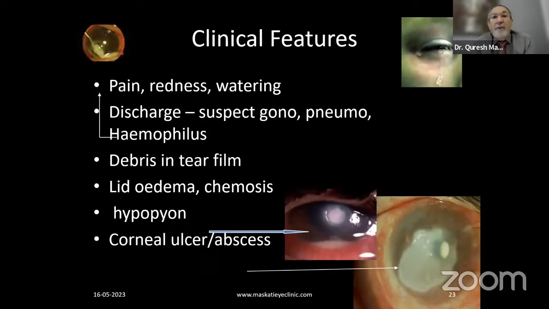So what are the clinical features of severe eye infection? Pain, redness, watering, a lot of discharge, as you can see in the upper left slide. If there's too much discharge, you suspect gonococcus, pneumococcus, or hemophilus. Some debris in the tear film, lid edema and chemosis. Hypopyon, you can see a fluid level in the anterior chamber, and you can even see a corneal ulcer or abscesses.